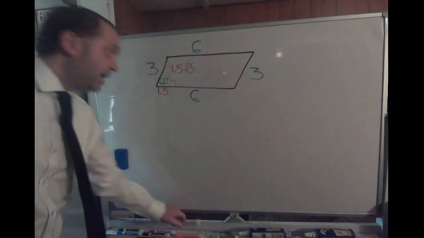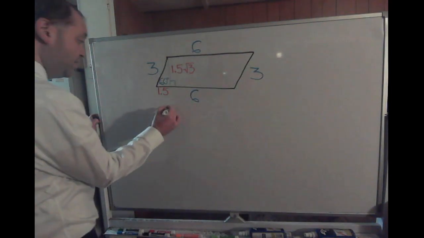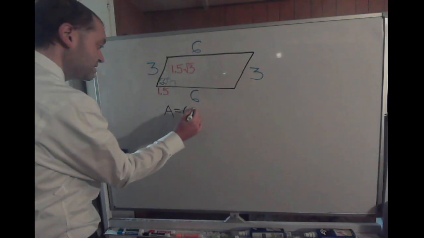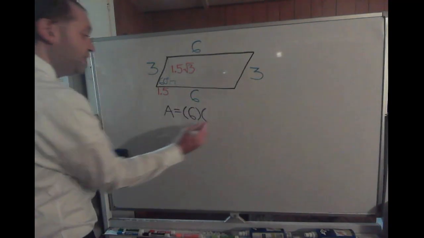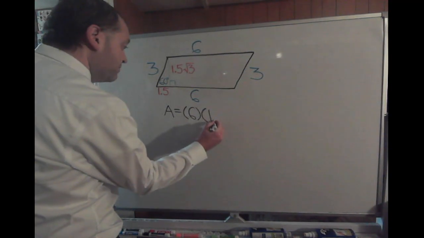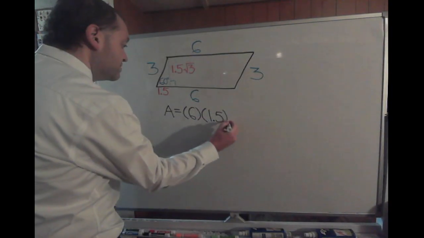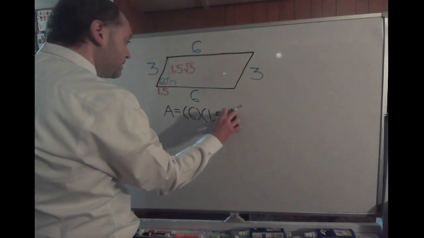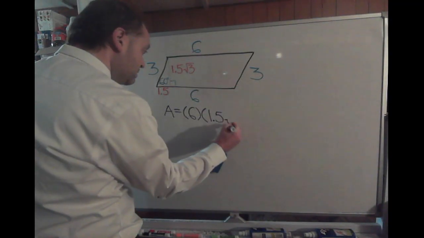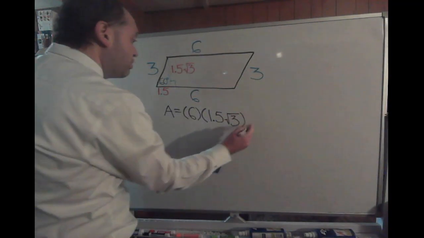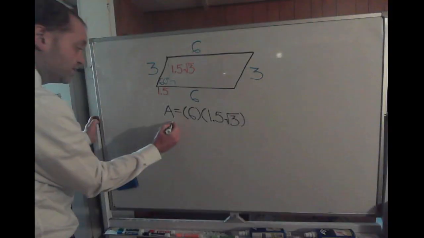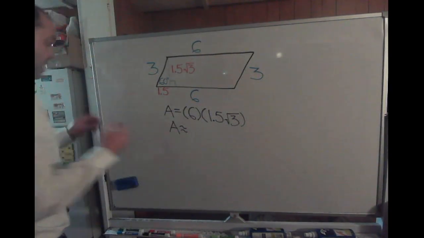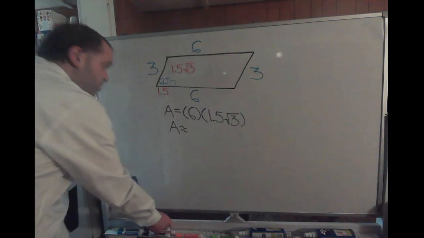Now we may figure out what our area is. The area, of course, is equal to that base, which has length of 6, times your height, which would be 1.5 times the square root of 3. We're going to approximate the area to the nearest tenth. So we're just going to put all this into the calculator and we'll get a decimal approximation.